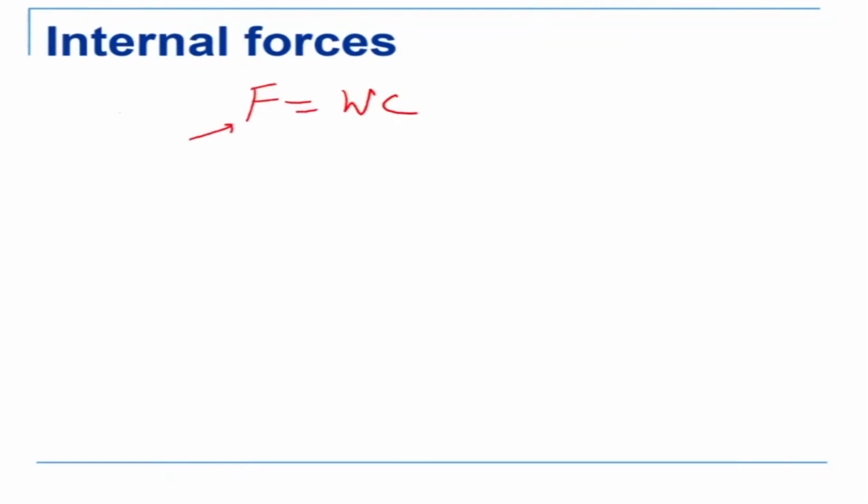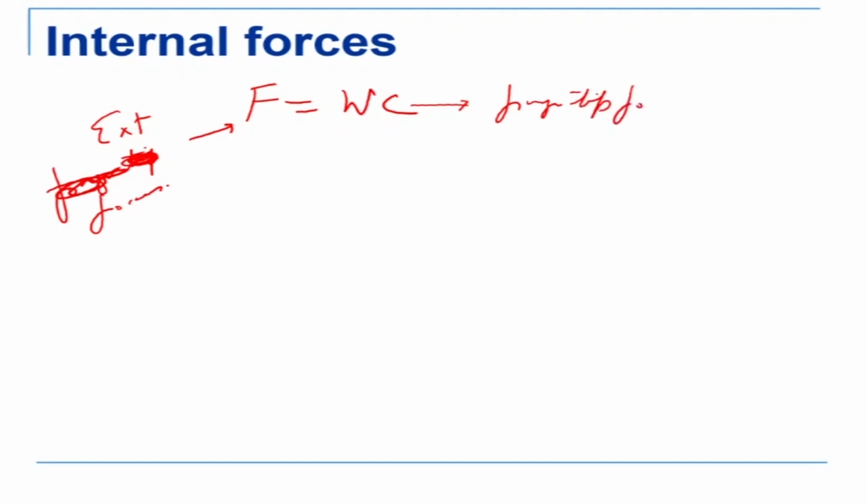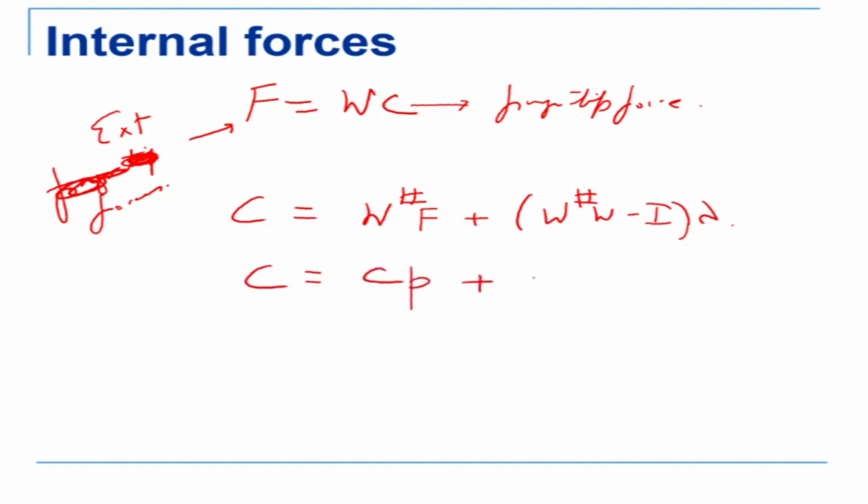So this is the external forces, not fingertip forces, this is external force. This is my external forces, okay, on the object. C is the fingertip force. Okay, now I want to find what is C. So C is equal to W hash into F plus W hash into W minus I into lambda. And we saw that this solution comes in 2 parts, which is C is equal to C particular solution plus C homogeneous solution, CH.